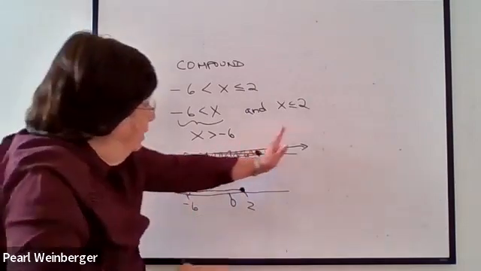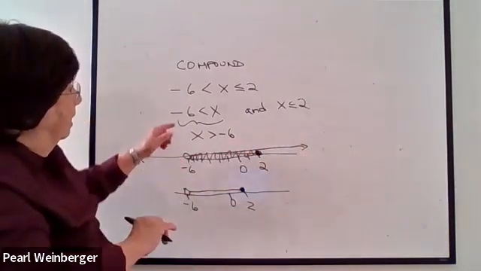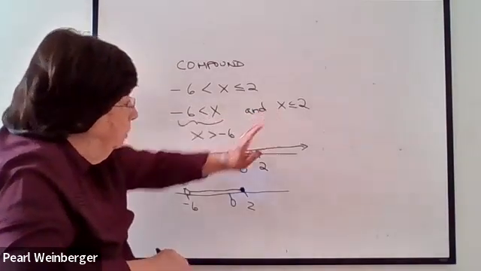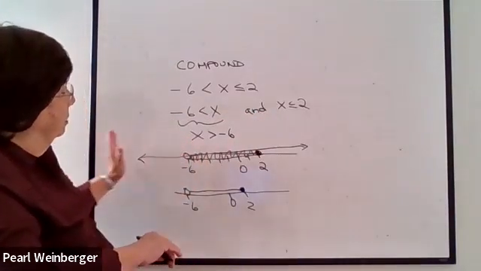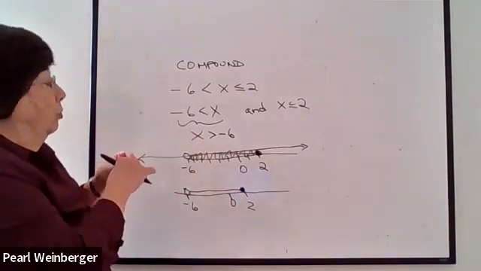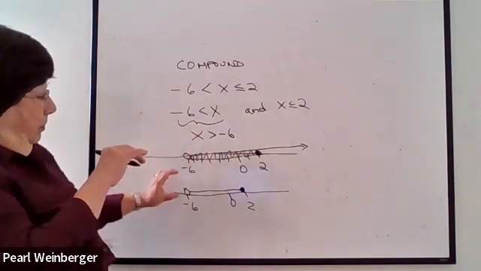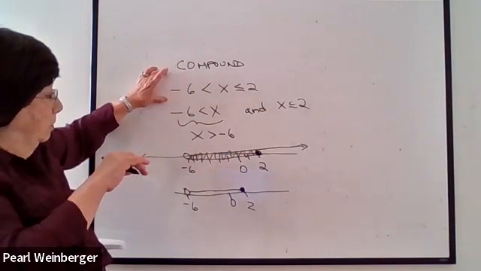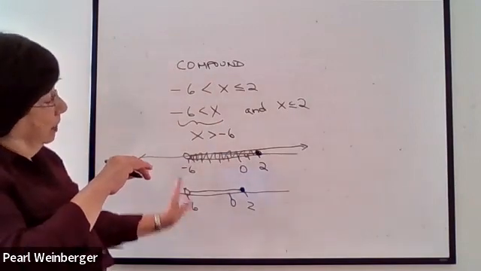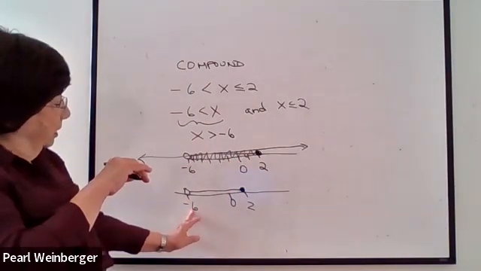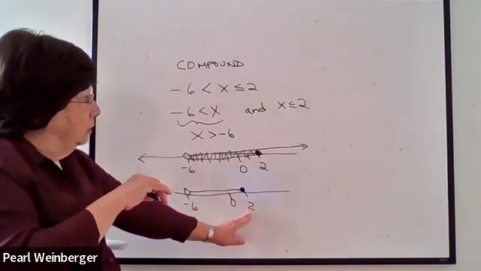But we can't have anything to the right of 2 because that wouldn't fit in with x being less than or equal to 2. And we can't have anything to the left of -6 because that wouldn't fit in with this. In order for this double inequality, this compound inequality, to be true, we're talking about points on our number line between, starting at -6 and ending at 2.